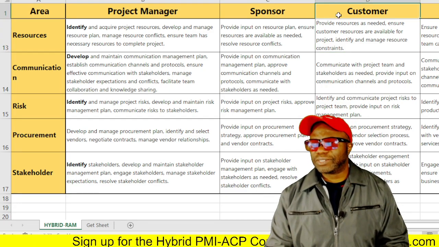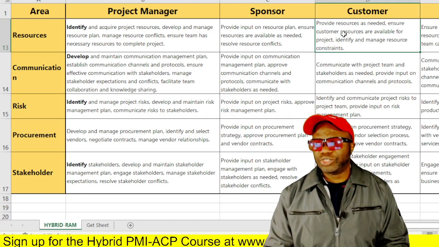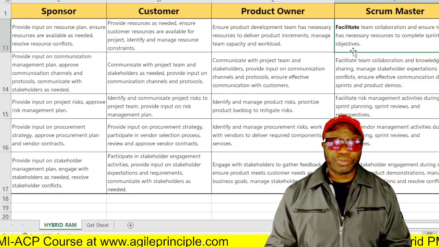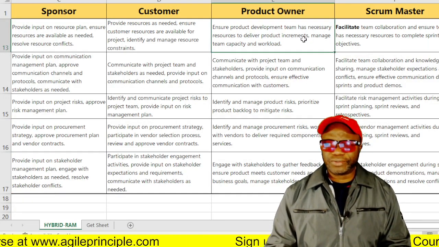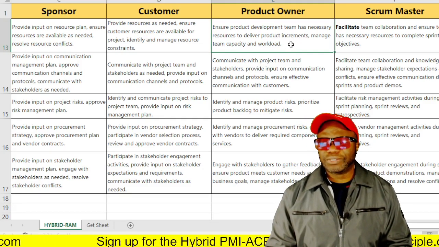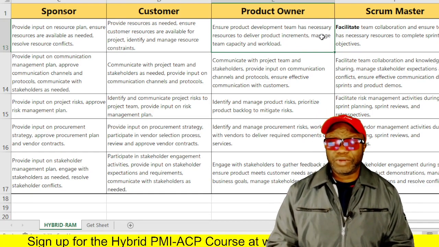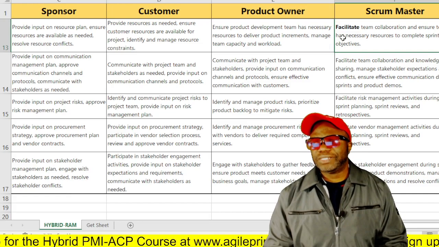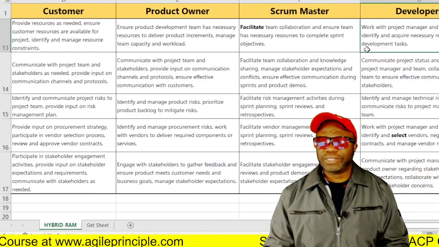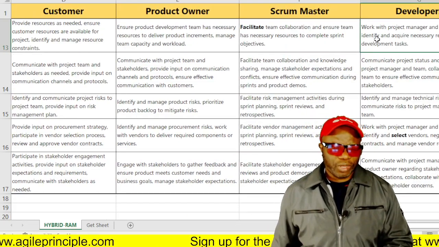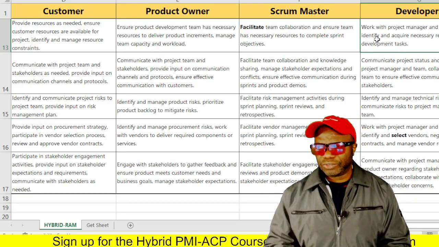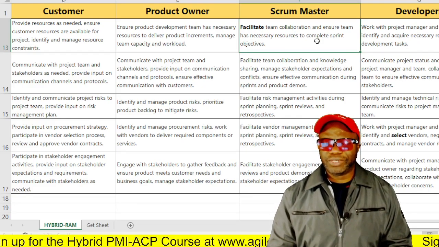As far as customers are concerned, they provide resources as needed. They ensure customer resources are available. So within the customer group, there might be certain individuals or items that are needed. So the customer provides those. The product owner ensures that product development teams have the necessary resources to deliver product increments. If they don't have the resources, how are they going to do it? The Scrum Master facilitates team collaboration and ensures the team has the necessary resources to complete the sprint objectives. And remember, the Scrum Master is a roadblock remover, an impediment remover, if you will. So, of course, the Scrum Master is active in that sense. It could be an impediment if you don't have the resources you need.